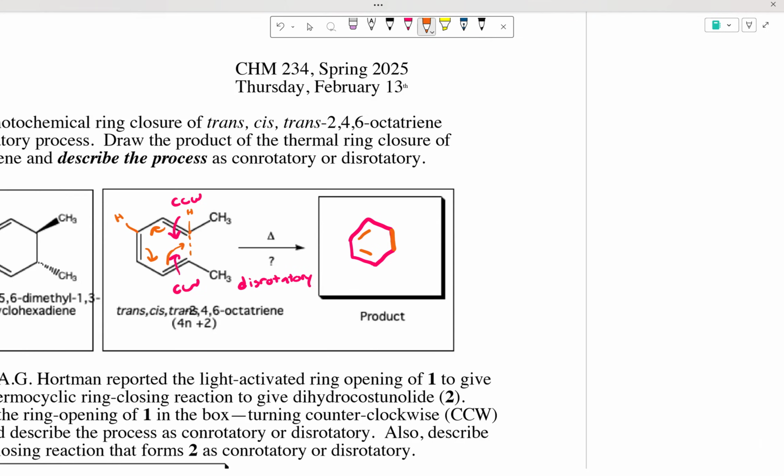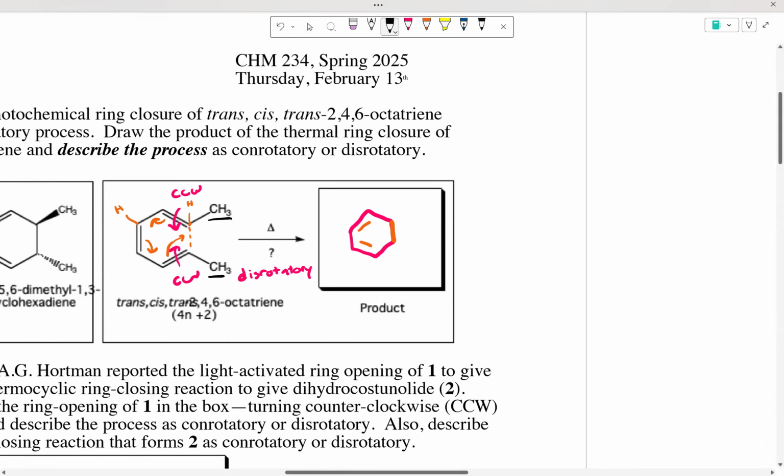But now we have to think about how the methyl groups are going to work. So we have each methyl group in the plane of the page. For the top methyl group, we're rotating counterclockwise, which means that the group, which was once in the plane of the page, is now going to be facing towards us after we rotate it clockwise.